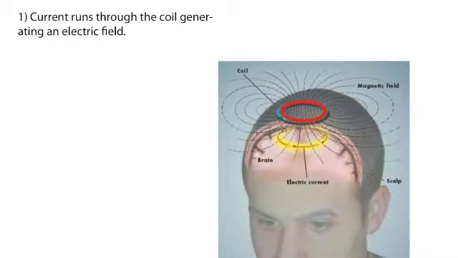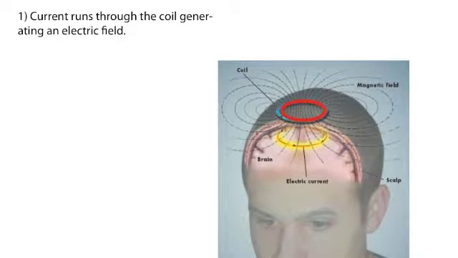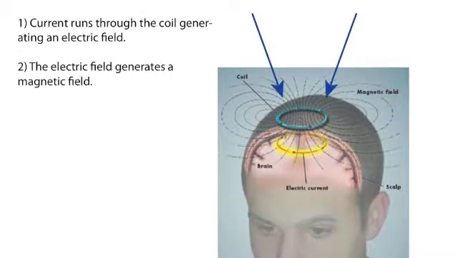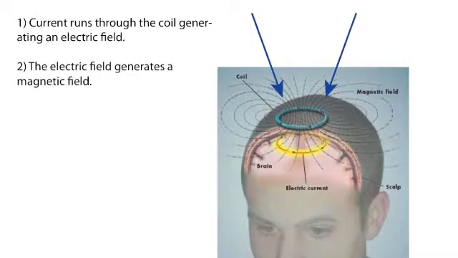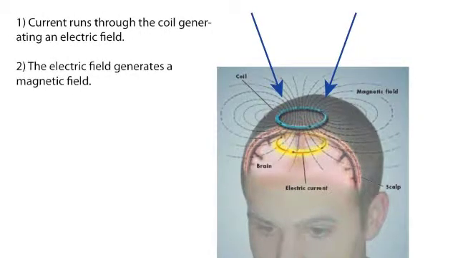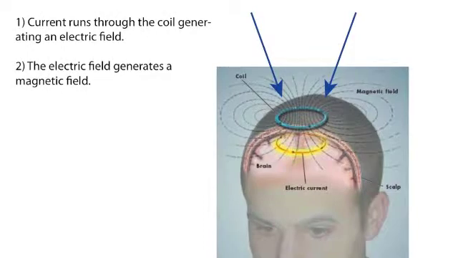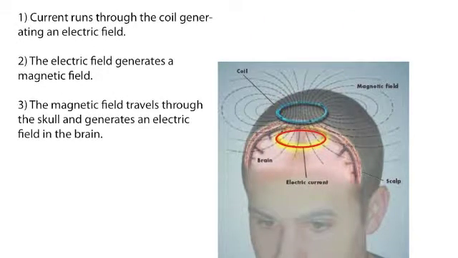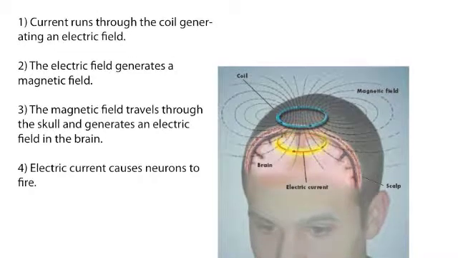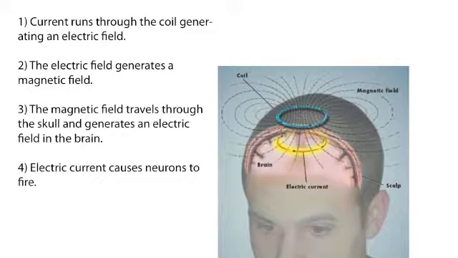So let's review one more time. We place the coil outside the head and turn it on. Electric current flows through this, generating an electric field, shown in red. This electric field generates magnetic fields, shown in the dotted lines and indicated with the blue arrows. These magnetic fields can easily travel through the skull, and they can then generate an electric field inside the brain, shown with the red circle. This electric field can actually cause neurons to fire. So in this way, we can change brain activity using transcranial magnetic stimulation and observe how the behavior changes.